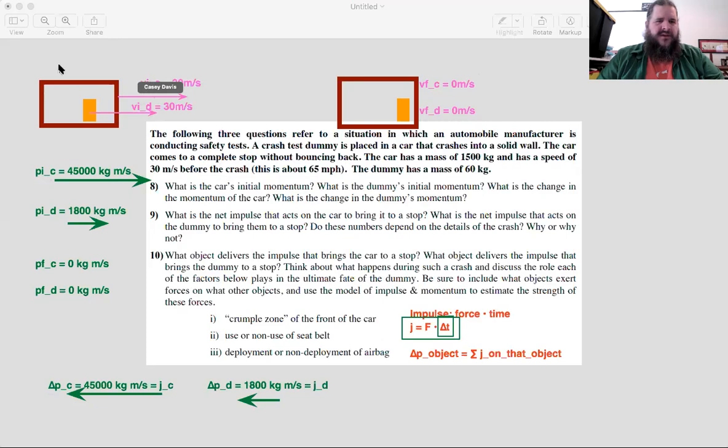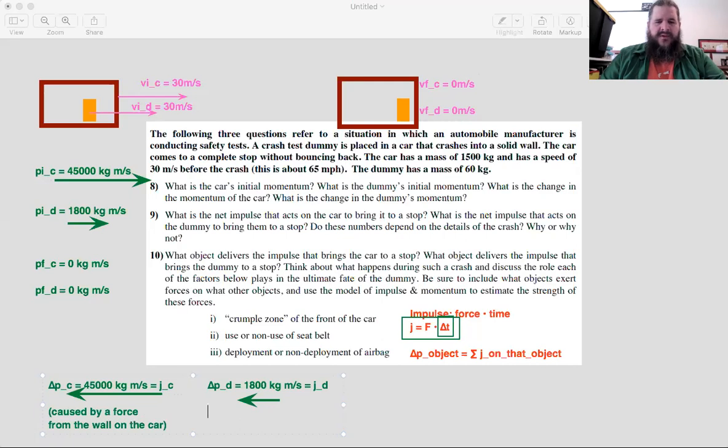For instance, a lot of this really depends on what object or what situation is providing that force. Like for instance, the car is coming to a complete stop because it's experiencing a force from what other object? Yeah, the wall is applying a force to the car. And so the impulse on the car is caused by the wall. So the 45,000 kilogram meters per second to the left impulse on the car is caused by a force from the wall on the car.